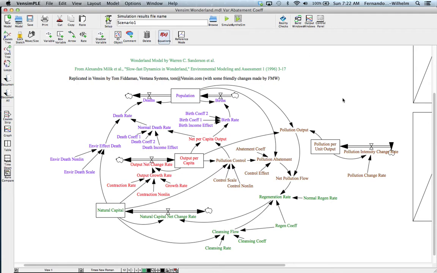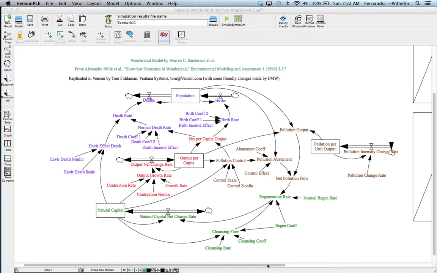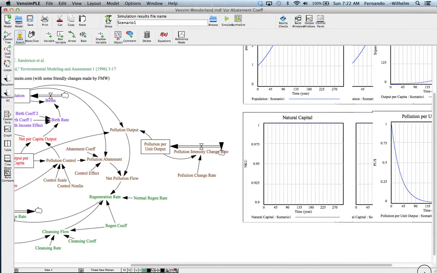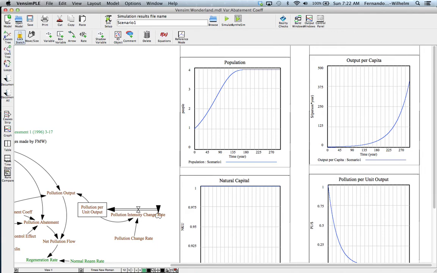If you make a quick run, and I have the model set up here, I'm going to run it and have a few graphs set up. If you run the model, let's go to the right, and you'll see some results.